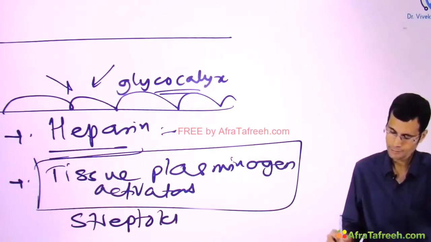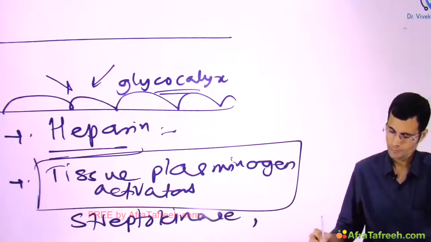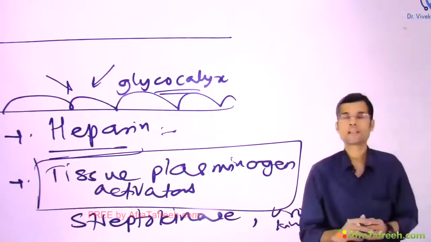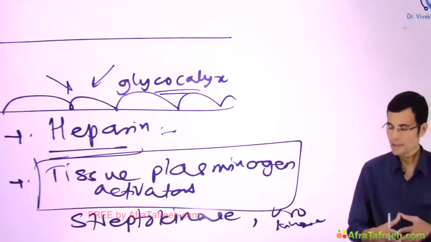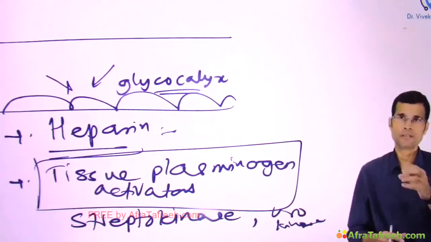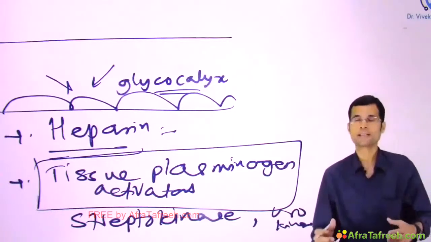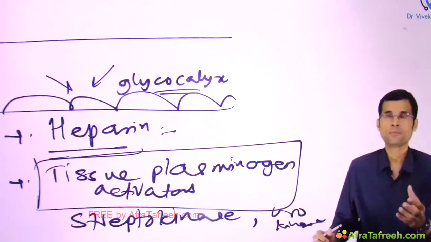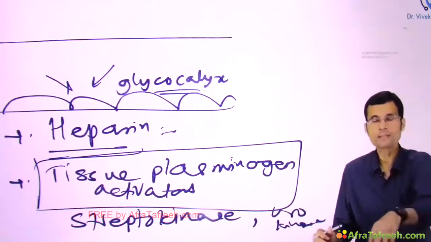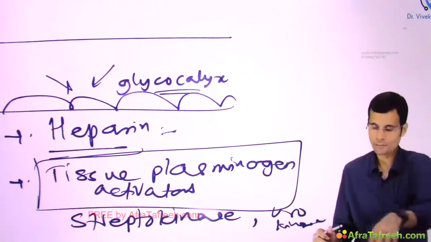Streptokinase, urokinase, they convert plasminogen to plasmin. The plasmin has trypsin-like activity, digestive activity, proteolytic enzyme-like activity. So this will digest the fibrin threads, and the clot will be digested.